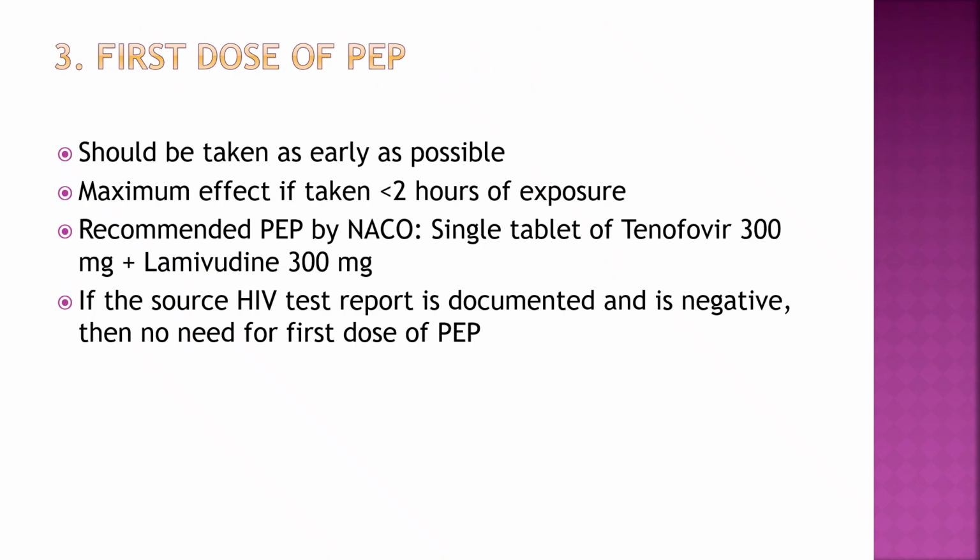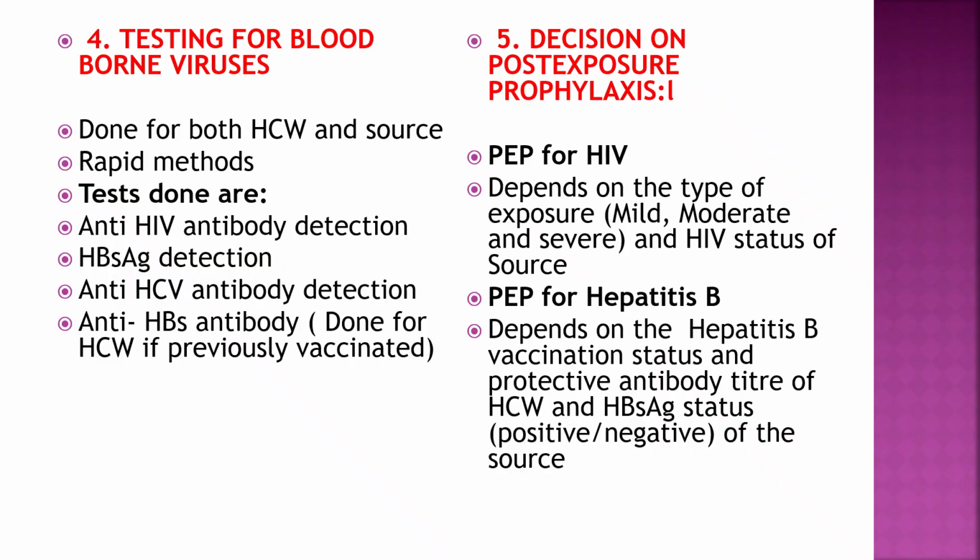Then third is first dose of PEP. It should be taken as early as possible. Maximum effect will be there if it is taken within 2 hours of the exposure. The PEP recommended by NACO is a single tablet of tenofovir 300 mg plus lamivudine 300 mg. If the source HIV test report is documented and is negative, then there is no need for the first dose of PEP.